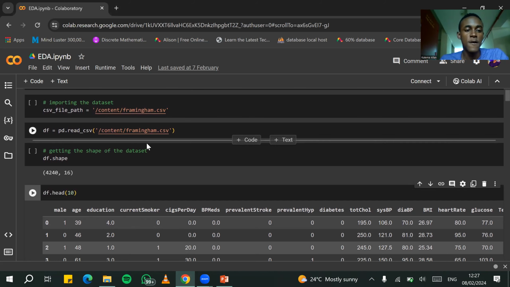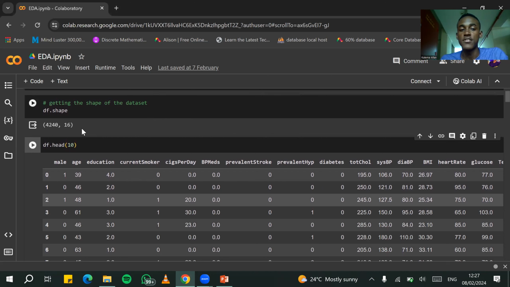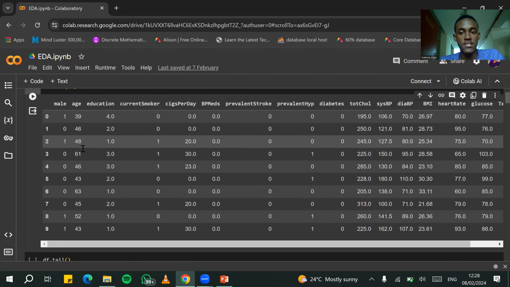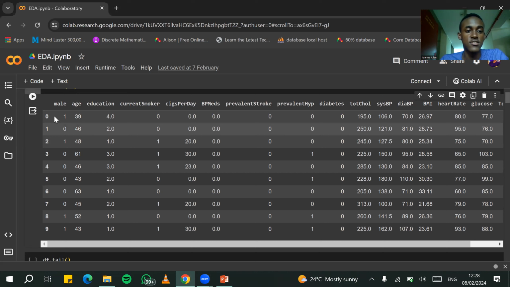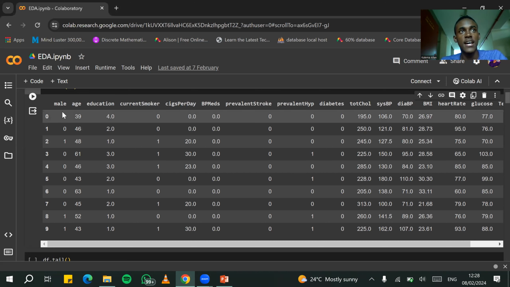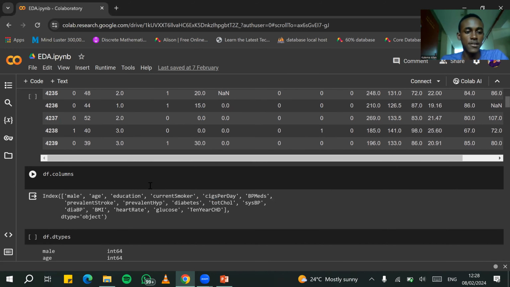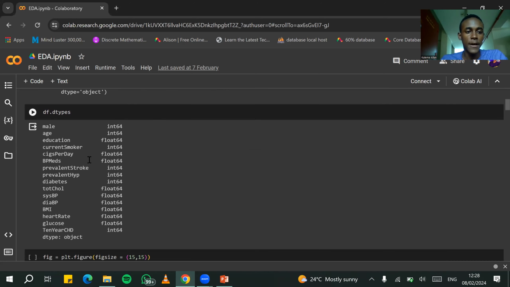We had uploaded it, we read it, and the shape was 4240. Those are the number of rows, and the number of columns was 16. And this is the head, we're trying to see how it's structured. It shows male. Male is either 1 or 0, 0 implying you're female. And other features as we're seeing here. This is the tail. So we went down here and we got the data types. There were ints and floats.